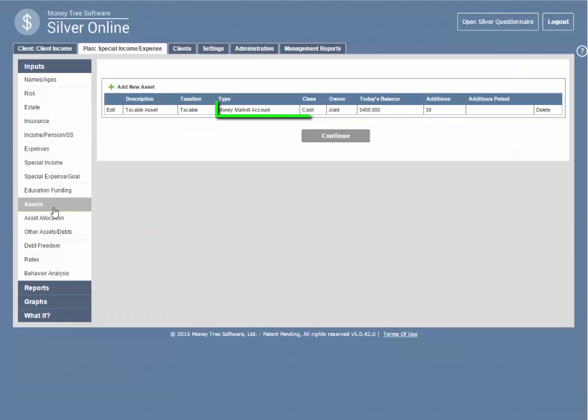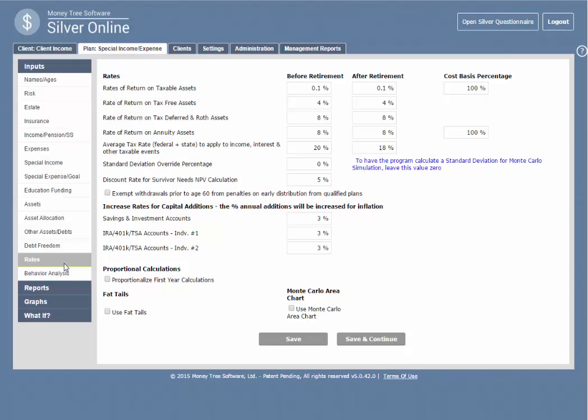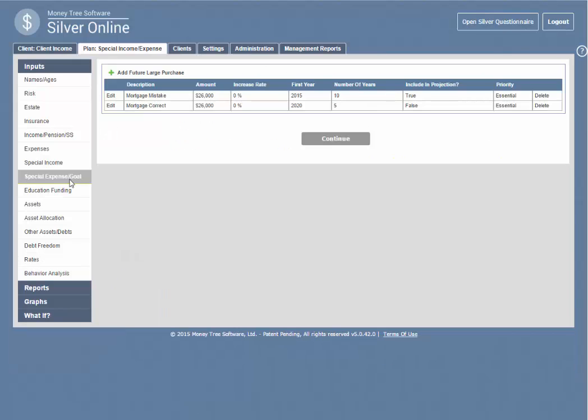When we go to the asset section, we'll see that these individuals have $400,000 in a money market account. For the sake of simplicity, this is the only asset that I've included. There are no additions going to this asset, and as well, if you see here in the rate section, I have made the growth rate significantly small. We'll start with the special expense section.